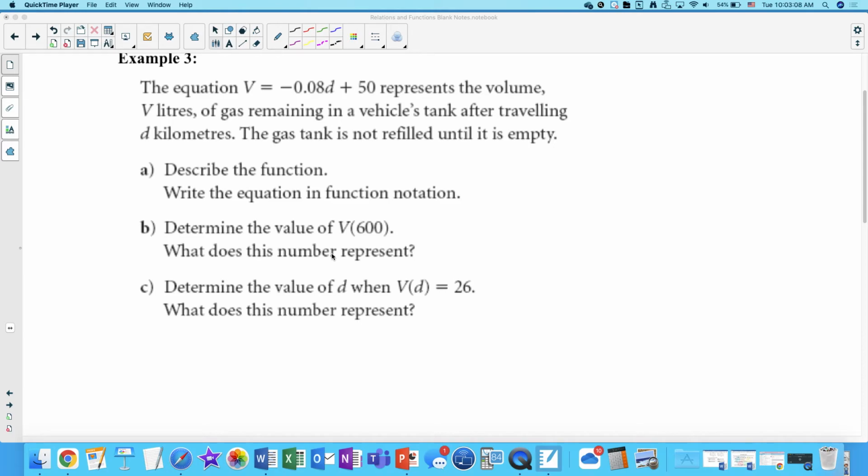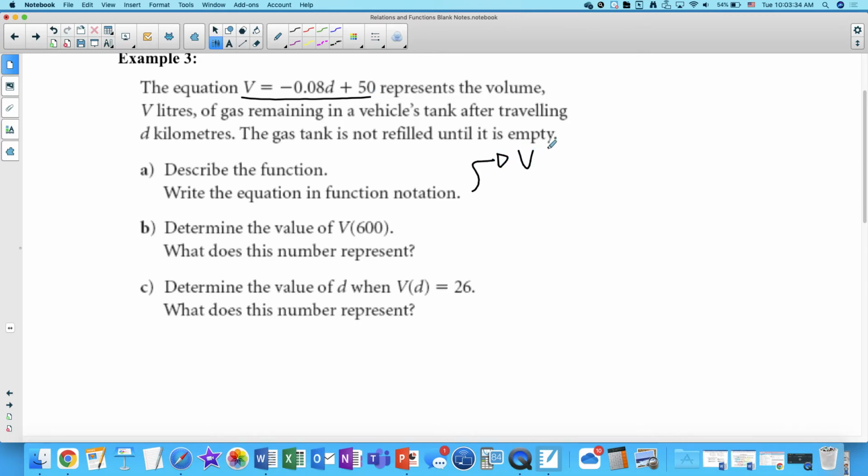So I'm looking at this particular relation. Okay, I'm going to look at A. Let's actually write this in function notation first, because that's a really simple thing to do. If you have V equals negative 0.08D plus 50, all you need to do to write it in function notation is go V of D equals negative 0.08D plus 50. That's all you need to do. Replace V with V of D. Volume is dependent on the distance that you've traveled.